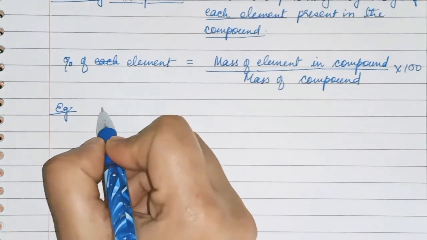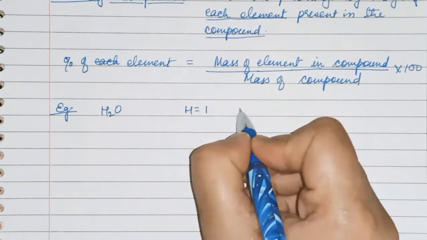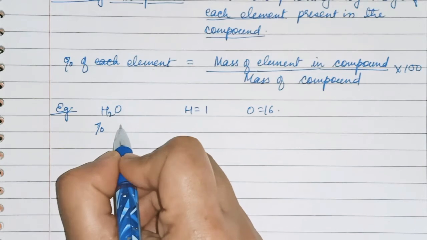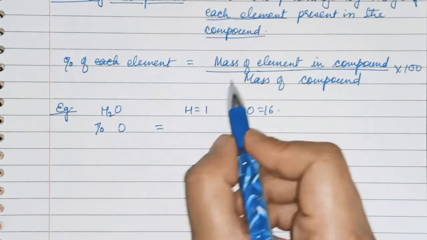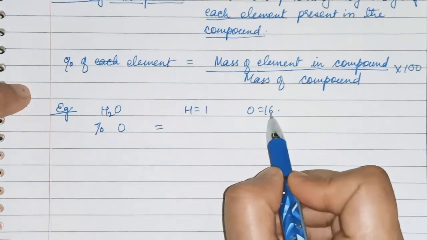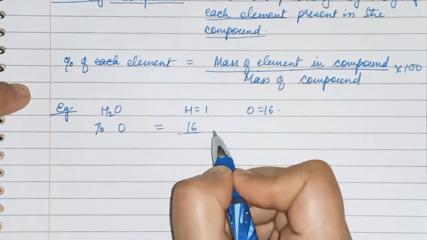Let's take the example of water. Let us suppose in water hydrogen mass is 1 and oxygen is 16. You have to calculate the percentage of oxygen. And what is the formula? Mass of element in the compound. So oxygen is 16. How many atoms of oxygen? Only 1. So you will write directly 16.